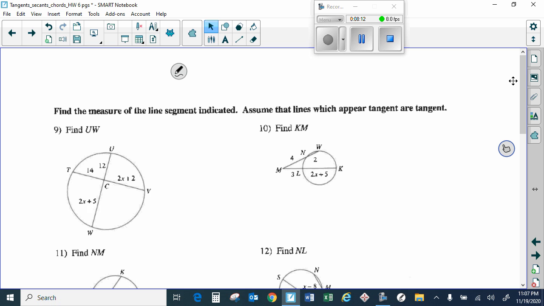I might add one more section that's not covered in here. I'm still waiting on that, if I add that in there. Otherwise, we would be done with the circles unit. All right, that's it.